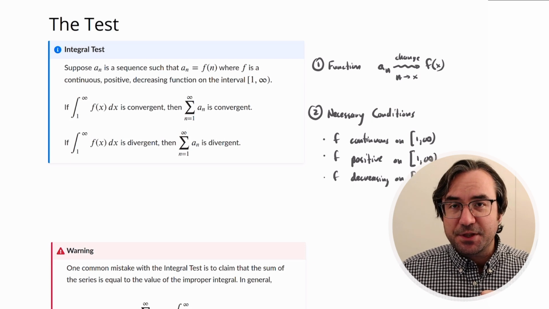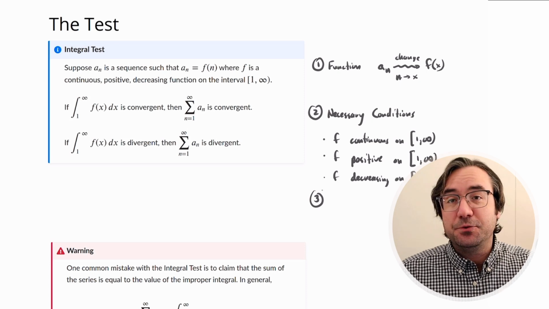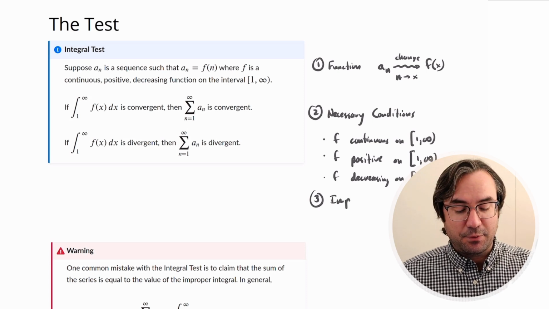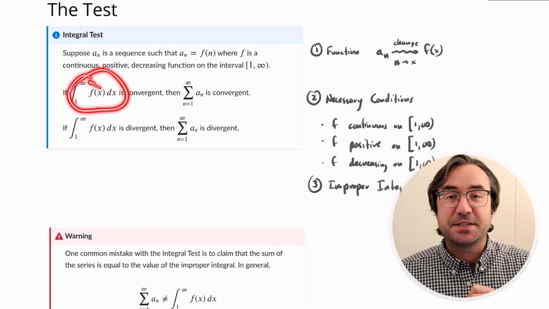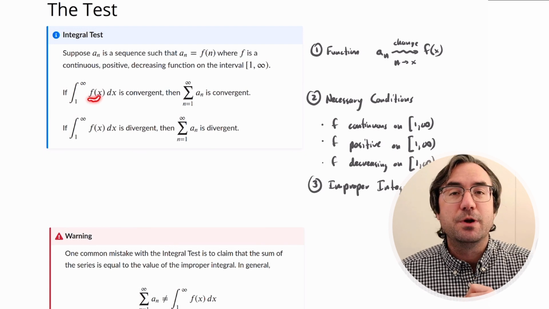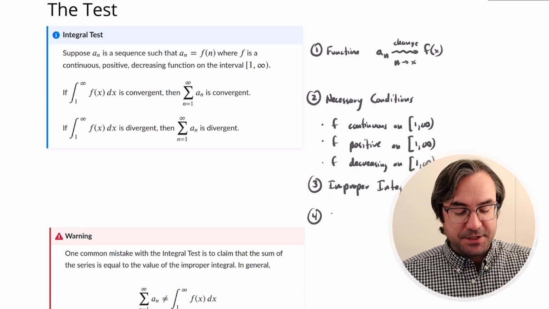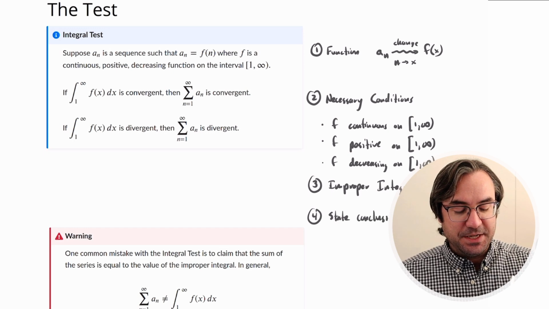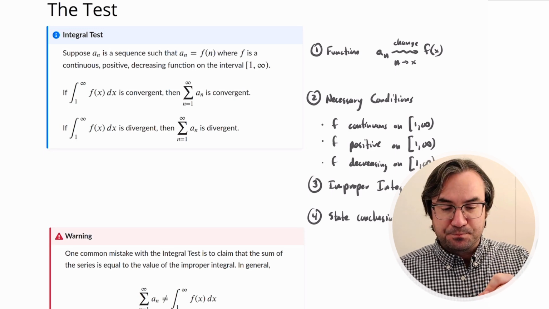If all 3 of those things are satisfied, then the next step is to calculate the improper integral. So we're calculating the integral from 1 to infinity of our real variable function f of x, and the last part of this is to state the conclusion. An easy thing to forget. All right, so we're going to try this out.